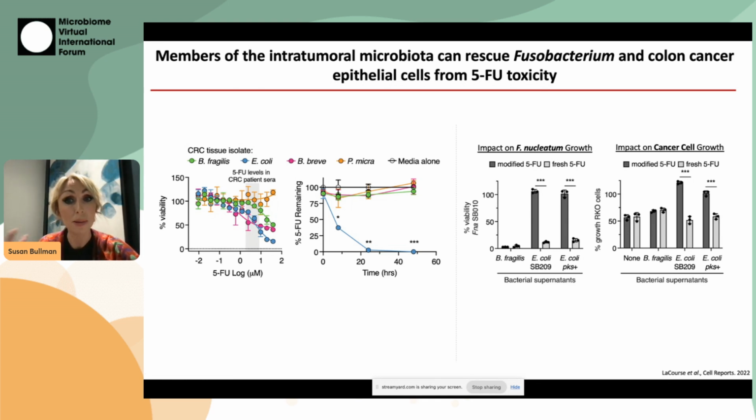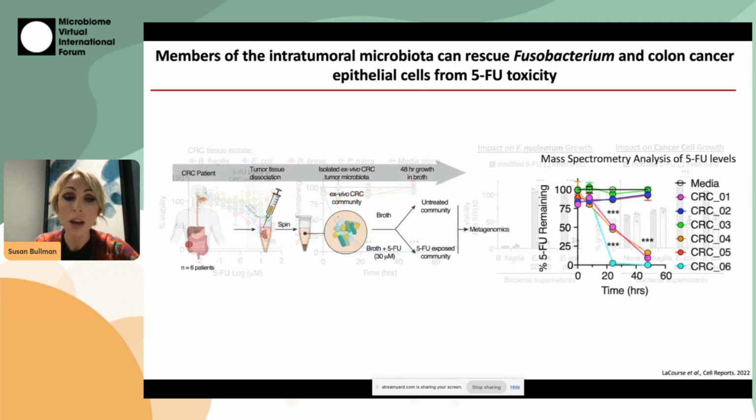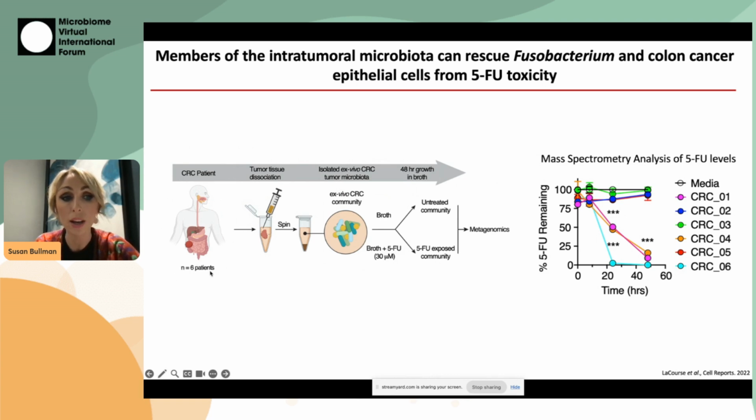What this tells us is that particular members of the microbiota, or the intratumoral microbiota, have the ability to rescue both Fusobacterium nucleatum and cancer epithelial cells from the chemodrug toxicity. When we looked back at our patient specimens, we had 6 colon cancer tumors from unique patients. We generated ex vivo CRC microbiota communities and carried out a range of analyses. In particular, we looked at mass spectrometry and asked, could these members of the microbiota that came directly from a patient's tumor metabolize this cancer treatment drug? We saw that about 50% of the patients harbored a microbiota that could metabolize this chemo drug within 48 hours. Within 2 days, we could not detect this routine cancer treatment drug.